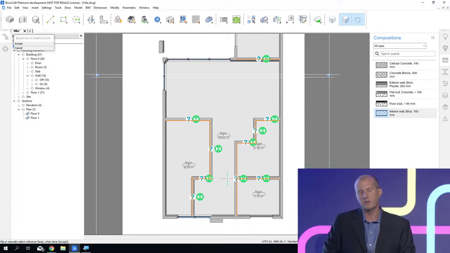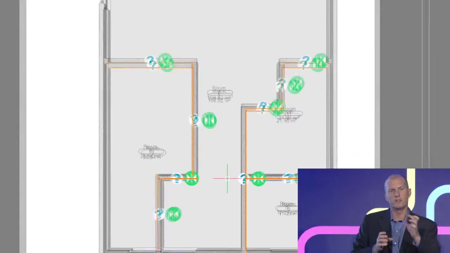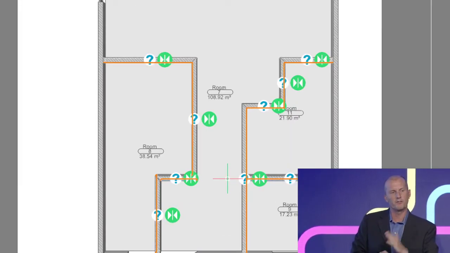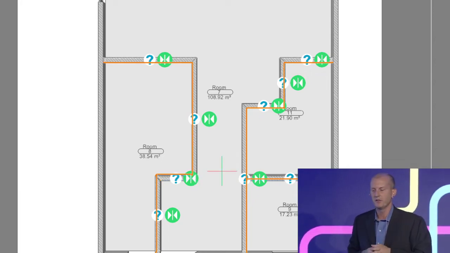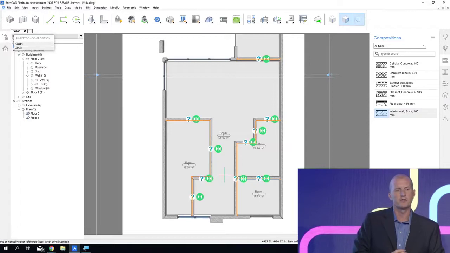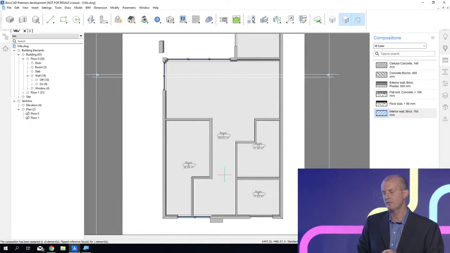And so what you're seeing now is icons appear, and the green check icons allow you to switch the reference surface of that wall. And so once that's been done, then when you finish the command, those compositions have been applied to that set of walls.